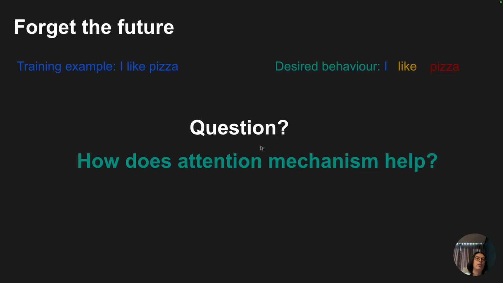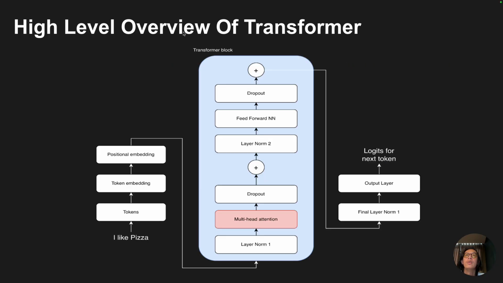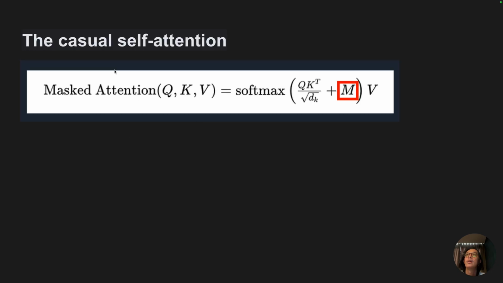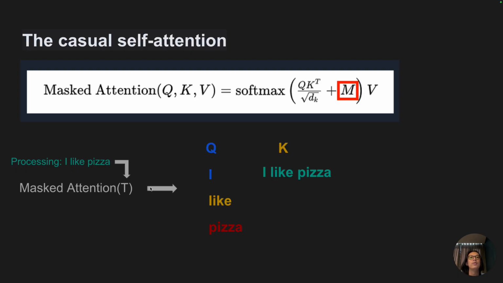I will explain how the attention mechanism helps here. This is the high-level overview of the transformer decoder architecture, but I would like to focus on multi-head attention, actually single-head attention, in the next slide. In the causal self-attention, I would like to stress the mask. When we give "I like pizza" to the masked attention, it tries to find the attention score by doing a dot product between the Q and K matrices. Please note I'm oversimplifying things.